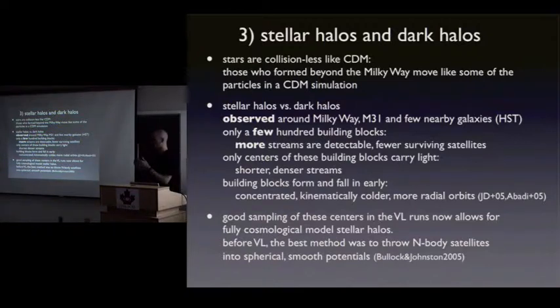Because it's less of a mix, it's more of a visible structure, more clumpy. And then another difference is the light is typically only in the very center, so you get denser, shorter streams. Typically, the building blocks tend to fall in quite early, so the stellar halo ends up being much more concentrated and colder than the dark matter.